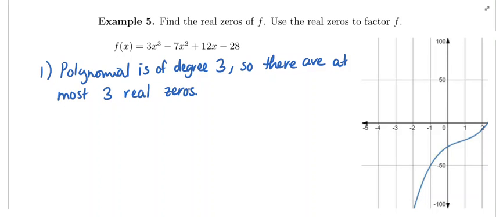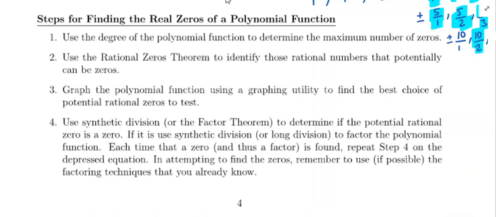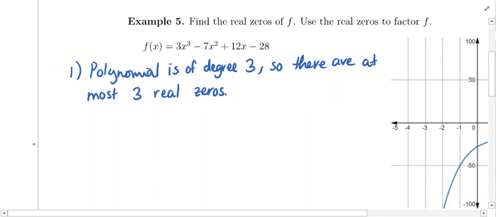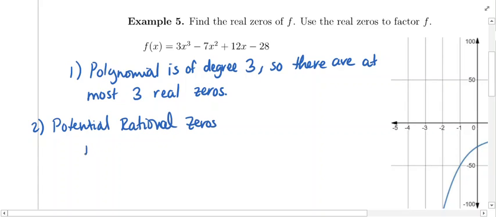All right, next step, back on page 4, we're going to use the rational zeros theorem to identify the potential rational zeros. So this is going to be the P over Q thing. In step 2, we need to identify the potential rational zeros, and we're going to make our list. It's going to be plus or minus P over Q.